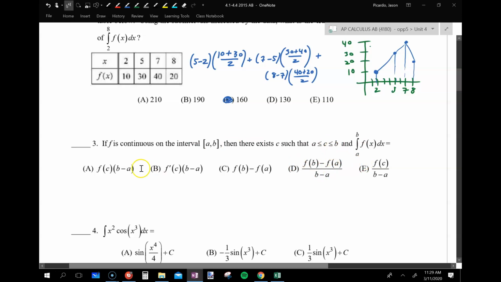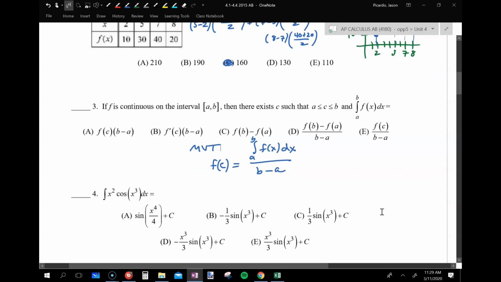Lexi, this is straight up. Do you understand or do you remember the mean value theorem? What is the mean value theorem? Well, the mean value theorem says that there is a value that exists that must be the mean value of the integral from a to b over b minus a.